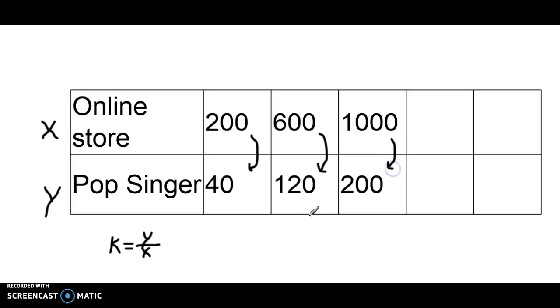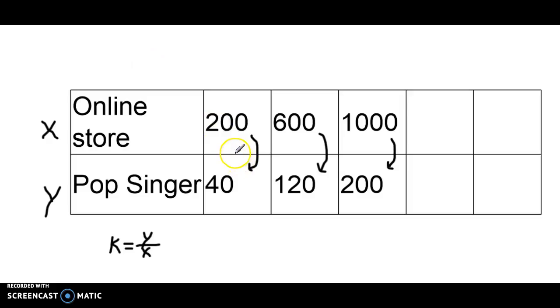I had a lot of people say that K would be 5. But I can't do 200 times 5 and get 40. I can't do 600 times 5 and get 120. I'm going to have to divide by 5, right? But if I'm looking for a constant, that's got to be something I multiply. I can't be using division.